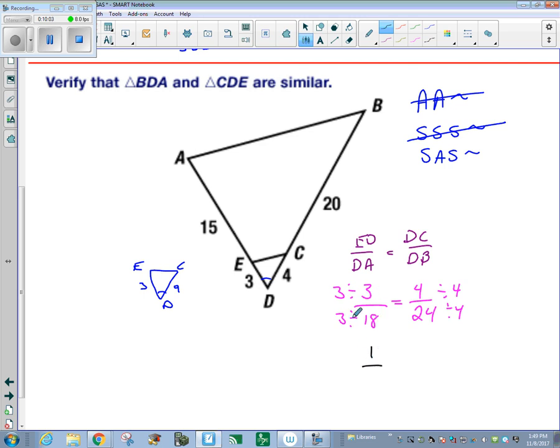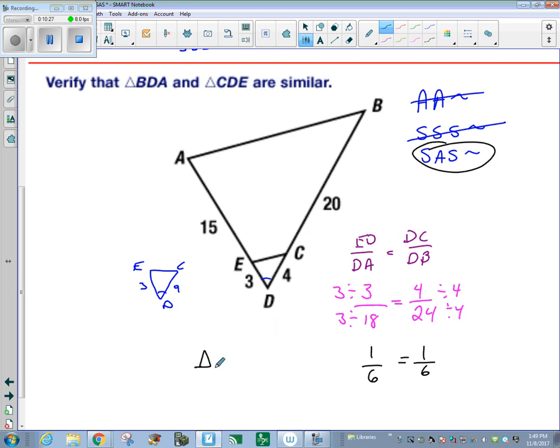And if I divide here, 18 divided by 3, well, that gave me 6. Over here, 4 divided by 4 is 1. And 24 divided by 4 is 6. So these triangles are similar to one another because I have two sides that have the same ratio. They're in proportion to one another. And we have one pair of angles, so by side, angle, side similarity, these guys are similar to each other.